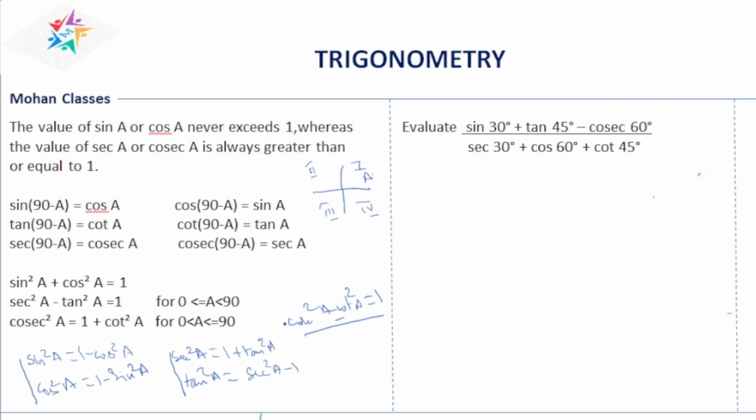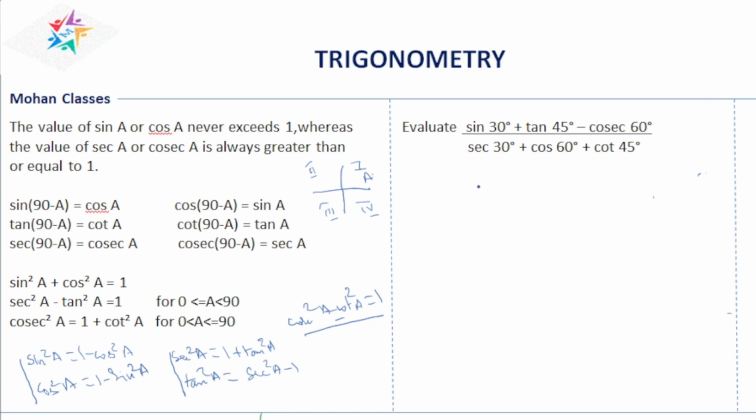Now, here we have to find the value of (sin 30 plus tan 45 minus cosecant 60) whole divided by (secant 30 plus cos 60 cot 45). Here you must know the values of sin 30, tan 45, all those things.